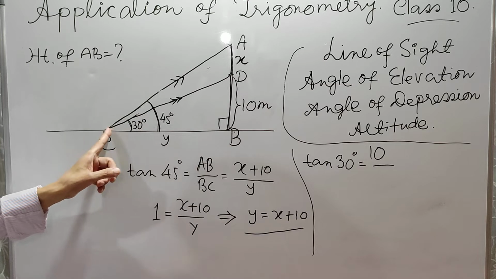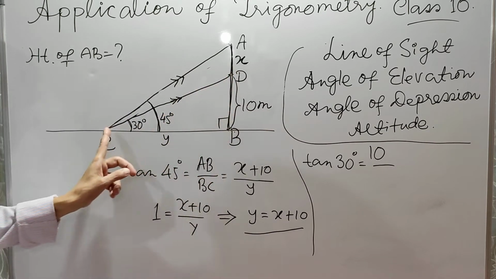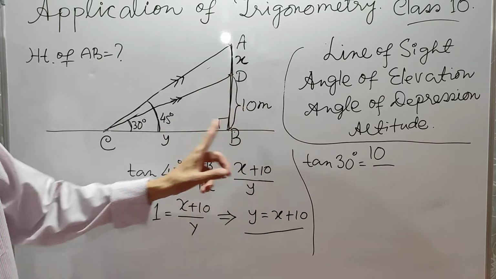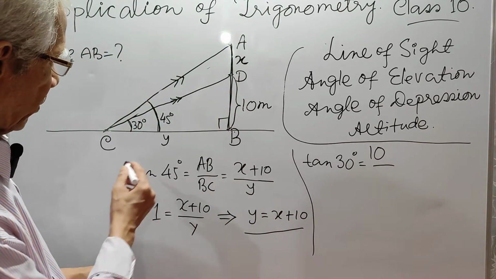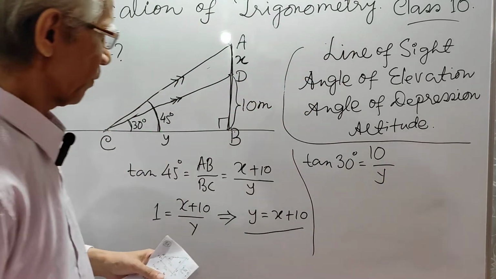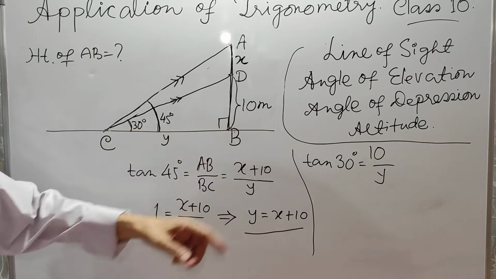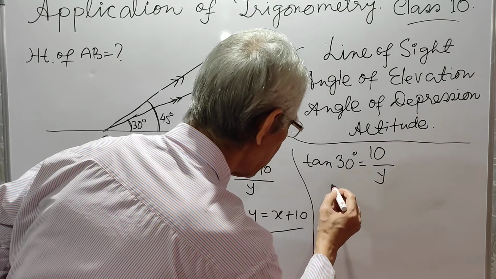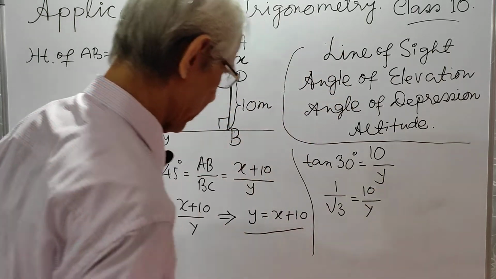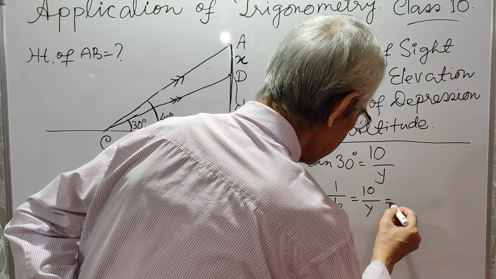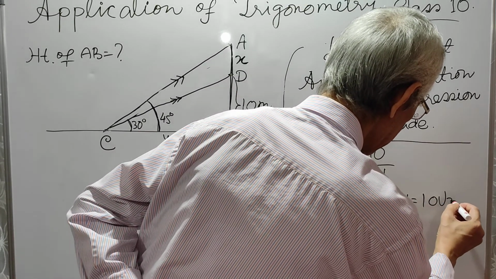So in the triangle DCB, this angle is 30 degrees. So tan 30 will be opposite DB by CB. DB is 10 and CB is Y. So tan 30 is 10 by Y. Now tan 30 value is 1 by root 3. So 1 by root 3 equals 10 by Y. All right, so from here what you get? Cross multiply, Y equals 10 root 3.